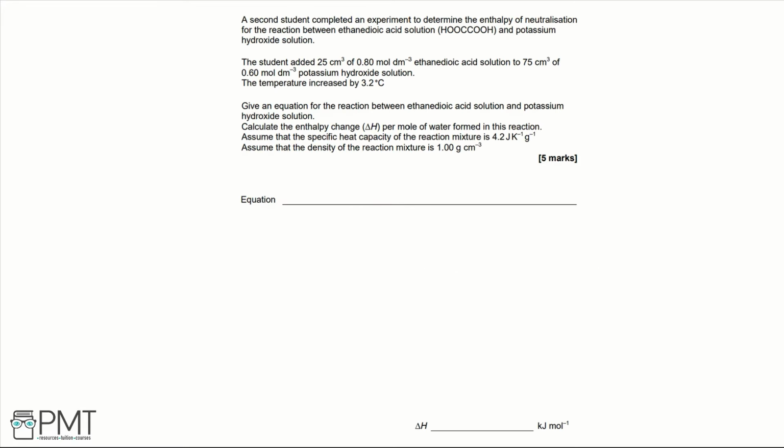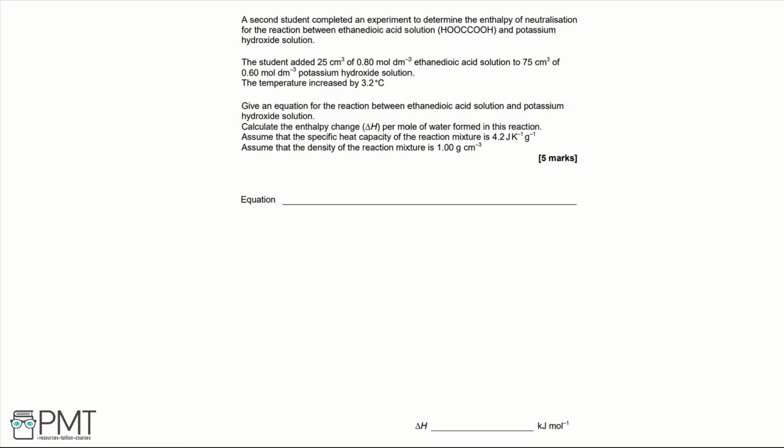A second student completed an experiment to determine the enthalpy of neutralization for the reaction between ethane dioic acid solution, HOOCCOOH, and potassium hydroxide solution. The student added 25 cm³ of 0.8 mol/dm³ ethane dioic acid solution to 75 cm³ of 0.60 mol/dm³ potassium hydroxide solution. The temperature increased by 3.2 degrees Celsius.